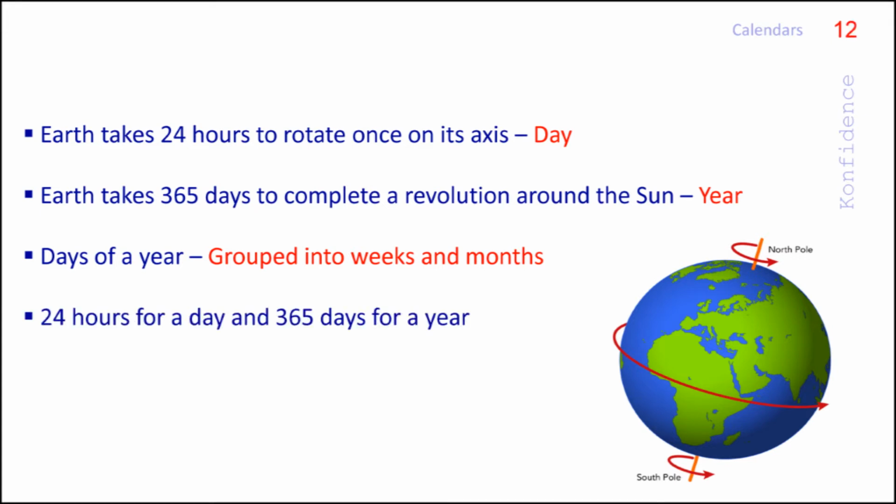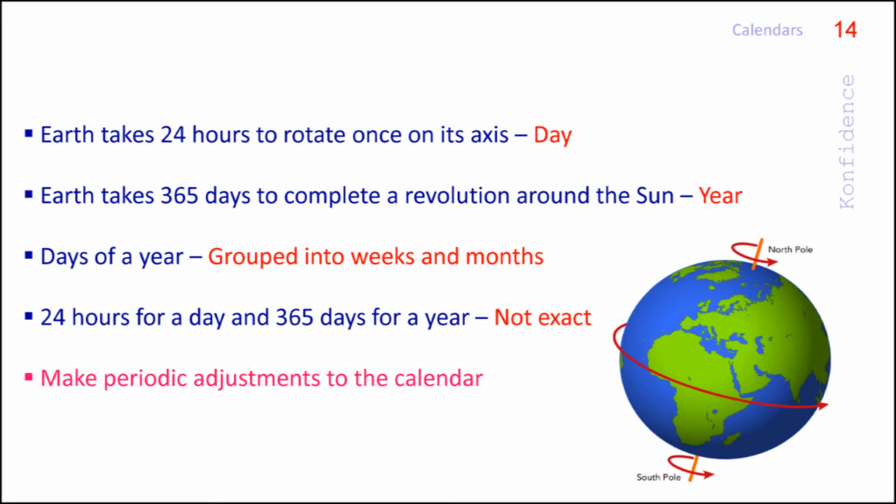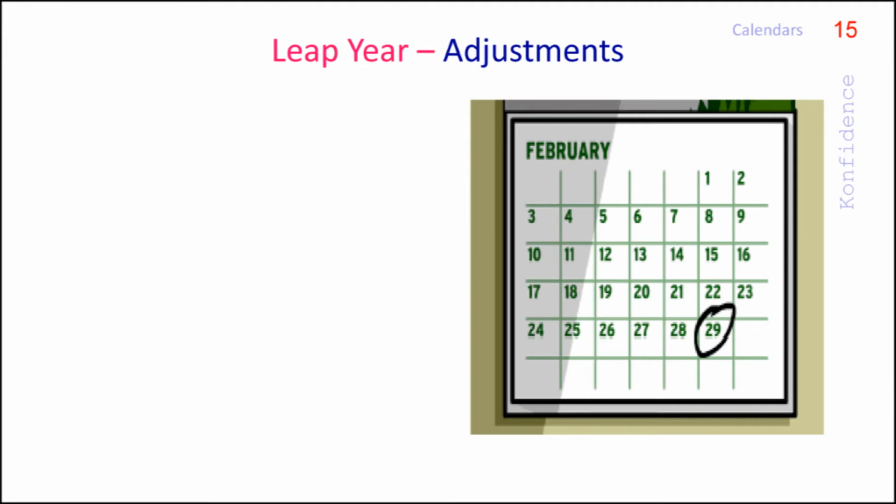These figures of 24 hours for a day and 365 days for a year are not exact. There are some small deviations and the calculations are a little complex. In order to accommodate these small differences, we make some periodic adjustments to the calendar. Let us have a close look at the adjustments.